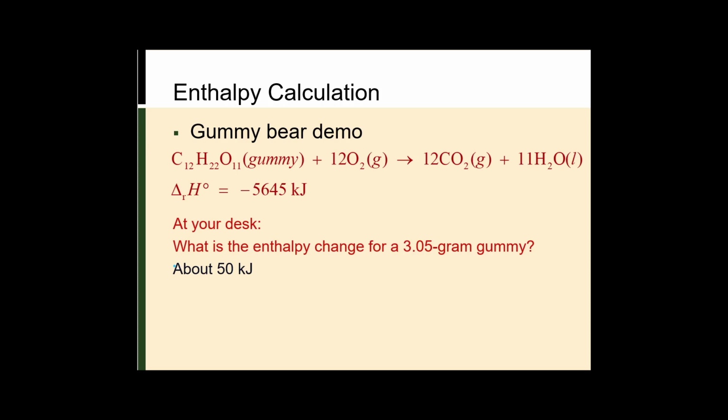Here's another one I'd like for you to just verify that you can get this answer. So if we take a gummy bear and we burn a gummy bear, which is sugar, C12H22O11, we can see it's combusting with oxygen to make CO2 and H2O. We're given the delta H is negative 5,645. Let's say that I had a 3.05 gram gummy bear. See if you can get the enthalpy of this, the amount of heat or energy given off. See if you also get 50 kilojoules.